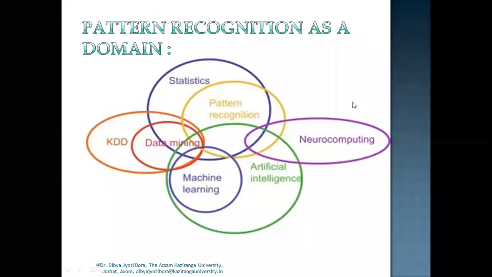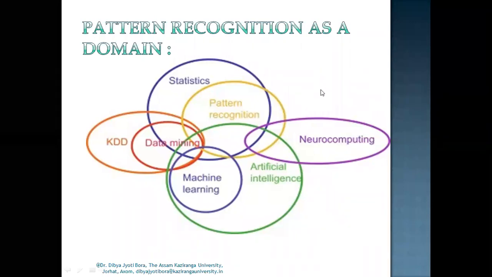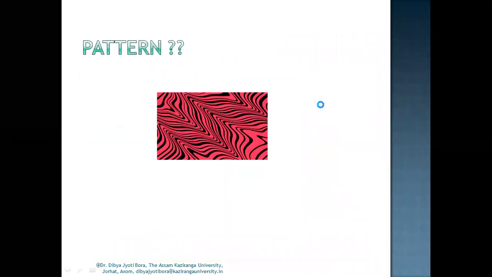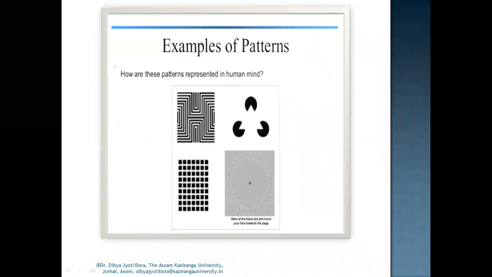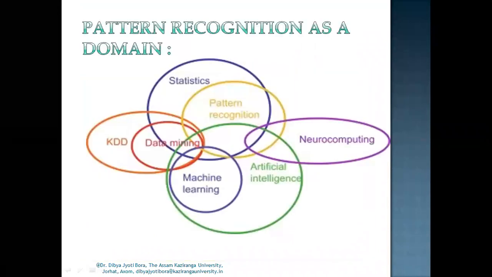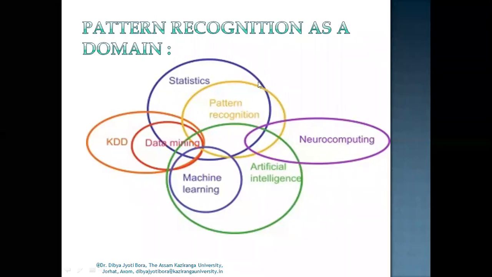Okay, so in the last lecture of pattern recognition, we went through what you understand by a pattern, and we went through examples of different patterns. Then we saw that there are different domains, different areas from which we try to develop this subject, like statistics, data mining, KDD, neurocomputing, machine learning, artificial intelligence. I hope up to this point it is clear to all of you.